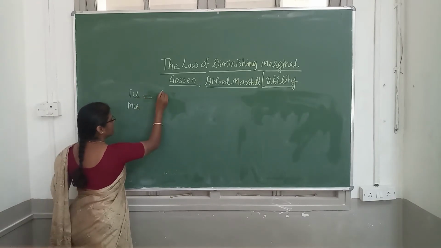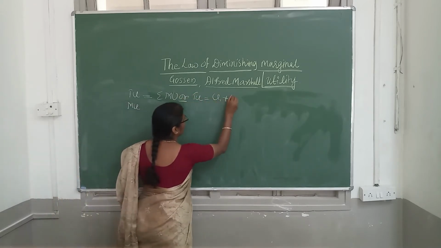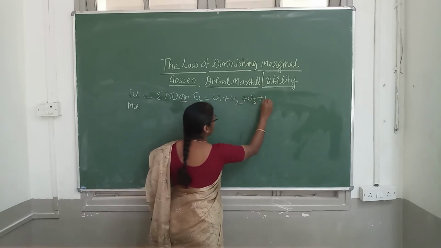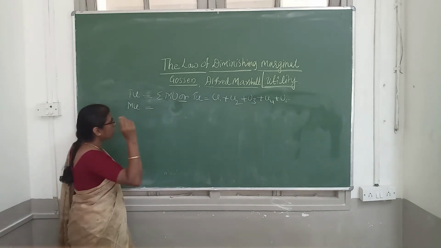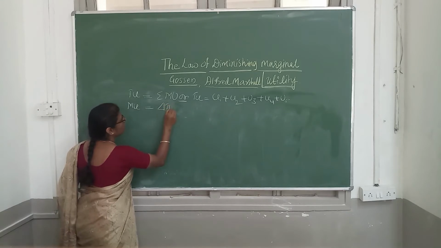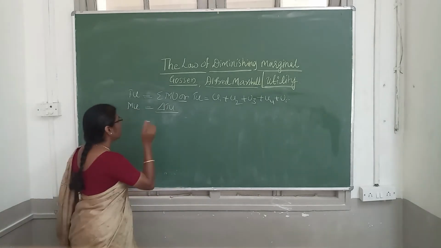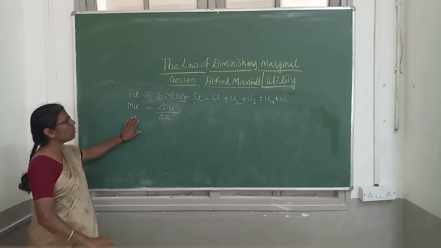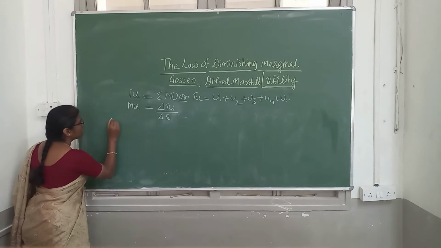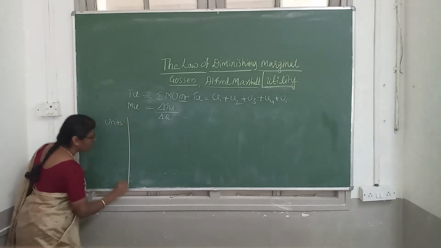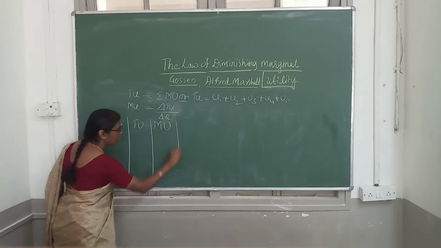Total utility is the summation of MU, or total utility is equal to the utility of 1, 2, 3, 4, 5 like this. How is marginal utility calculated? Marginal utility is the change in total utility divided by the change in quantity. With the help of this, we'll try to understand the law. See here, in the first column units are given, in the second column total utility is given, and in the third column marginal utility is given.